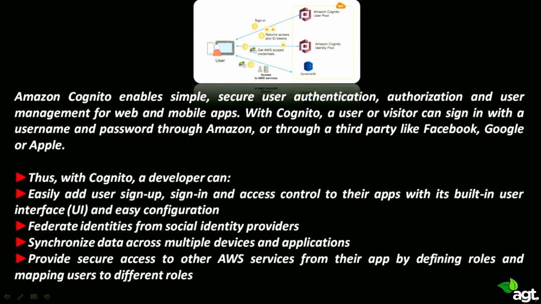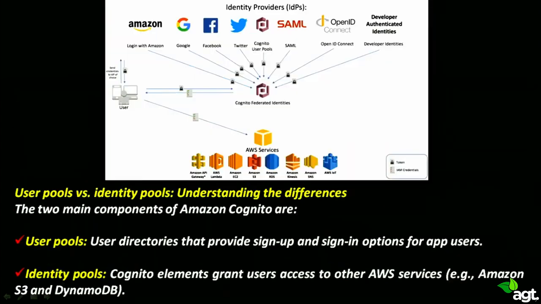The second one is that a developer can identify federated identities from social identity providers like Facebook, Twitter, and other social platforms, synchronize data across multiple devices and applications, and provide secure access to other AWS services from their applications by defining roles and mapping users to different roles. Since Cognito handles all authentication requirements, developers can focus on creating applications and websites. This can accelerate the development process, shorten release cycles, and speed up time to market and time to value.